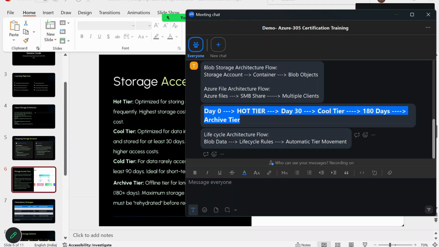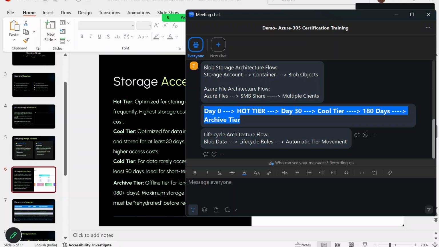Okay, now what is blob versioning? It provides multiple versions of the object. Example: document version 1, document version 2, document version 3. It supports recovery from accidental changes. And what is soft delete? It protects against accidental deletions, in which a deleted object remains recoverable.